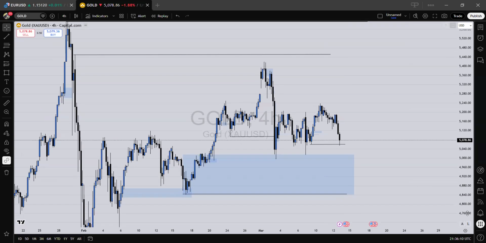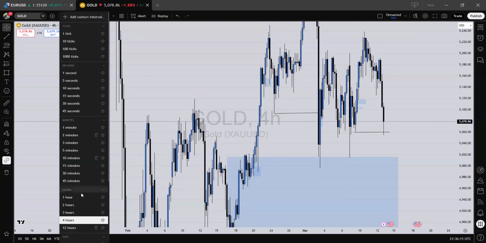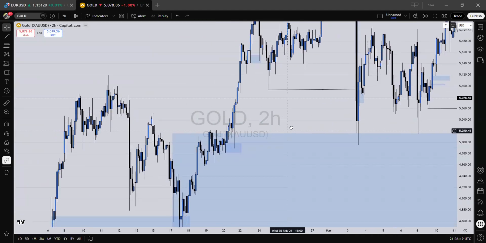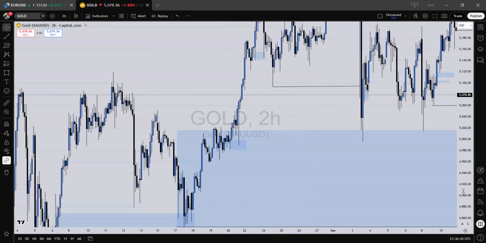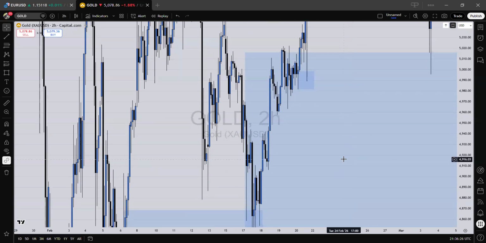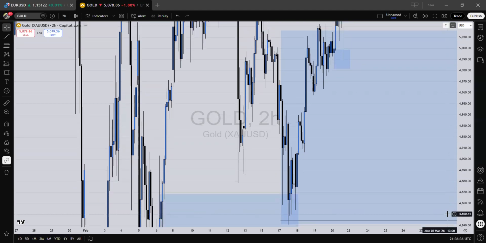You said it's not reacting to what? You can go to 2 hours, maybe perhaps it will show better. Go to 2 hours. I think the problem is this. Yes, so you can see the wick from that low structure. Is that not reacting to that bottom structure, or would you still consider that a low structure?